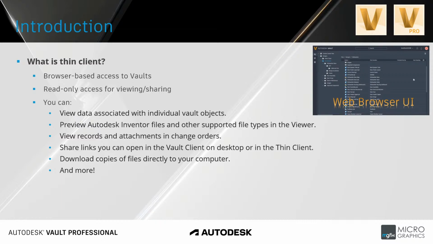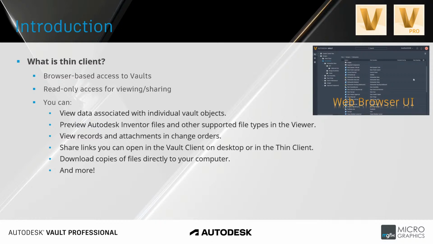Right? You can view records and attachments in change orders. So previously you would have your change orders and you would use a thick client. A person with a Vault seat would have to go and look at it and be notified of it by email and then go into that change order and look at the records and attachments. You can look at it here directly from the browser. It's got a simplified interface now, and it's got a common interface between all files, change orders, and items.